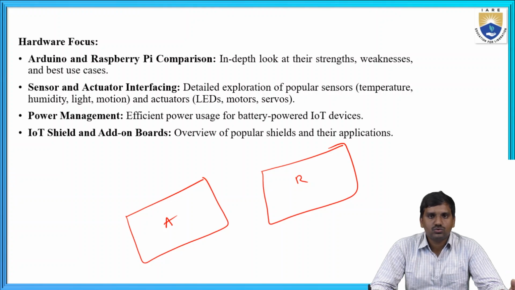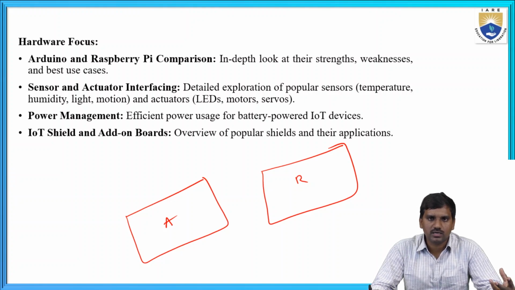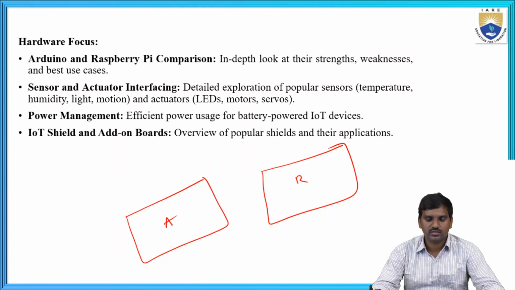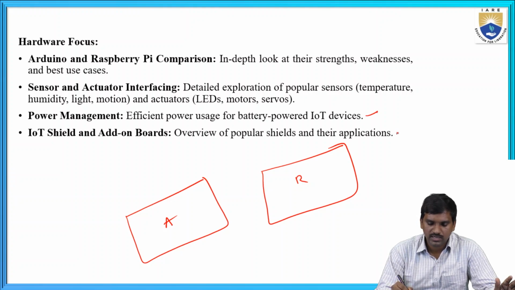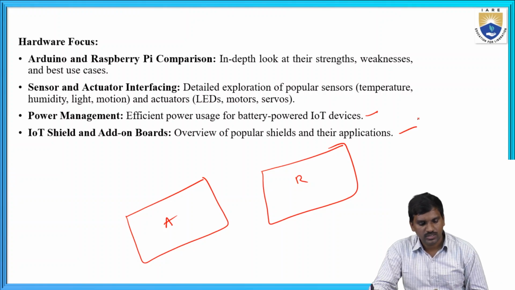With the help of these two, we can develop huge applications. Sensors and actuator interfacing, where we have some information to analyze from the sensors. And power management, efficient power usage for battery powered IoT devices, and IoT shields and add-on boards, an overview of popular shields and their applications. So these are the focus on the hardware part.